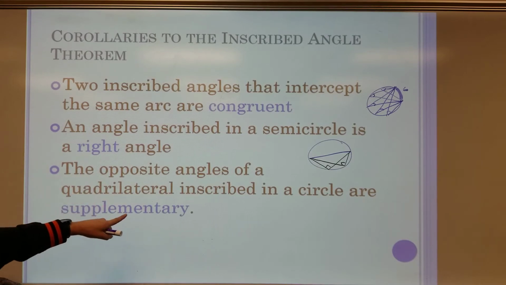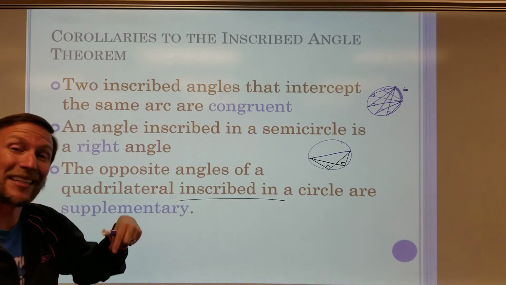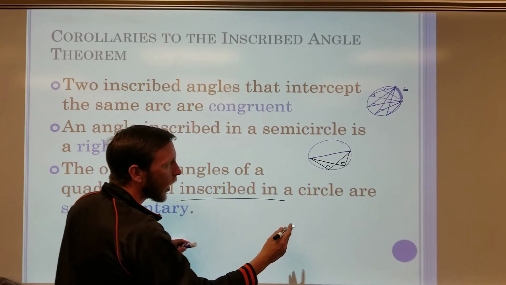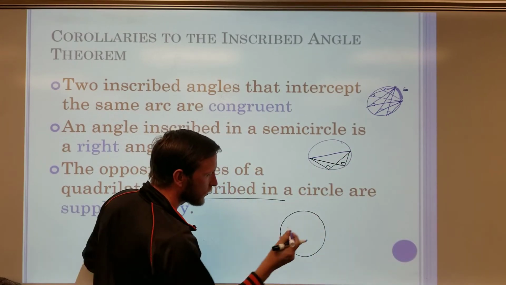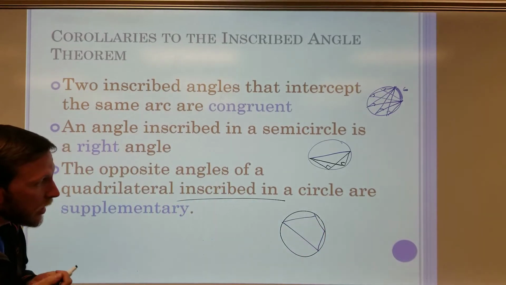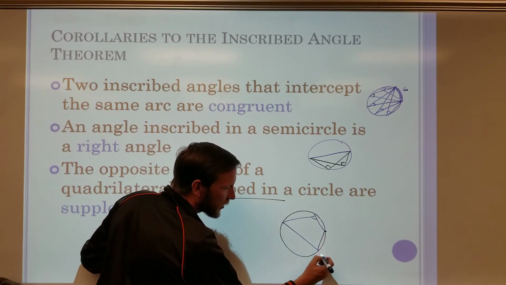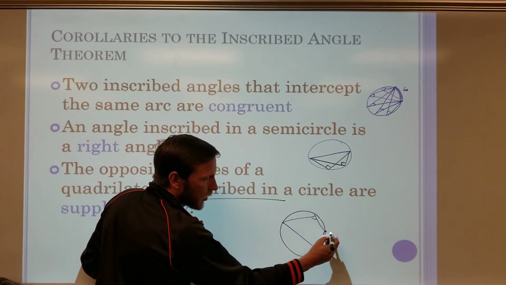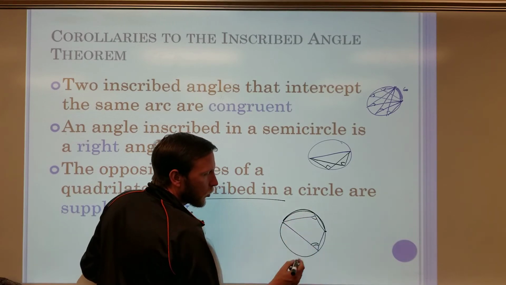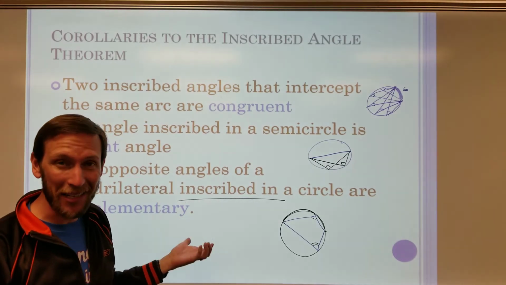The opposite angles of a quadrilateral inscribed in a circle are supplementary. So inscribed in a circle. We just talked about inscribed angles. So this is an angle that is contained within the circle. A quadrilateral inside of a circle, even if it's kind of wonky, if you think about it, this angle right here is half of this major arc's measure. And then this angle is going to be half of this minor arc's measure. Well, together, those are going to be adding up to half of 360, which is 180, which means that they are supplementary.